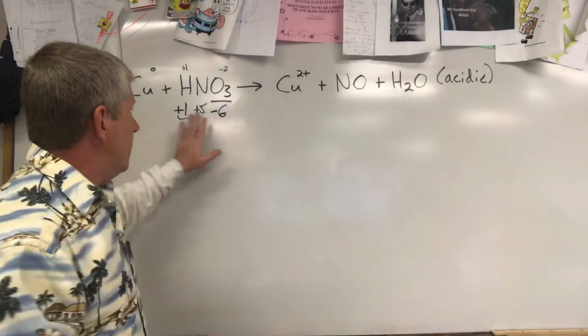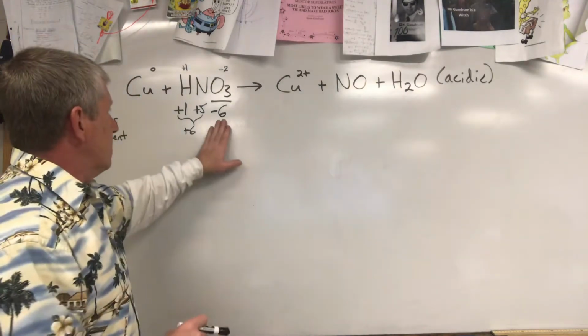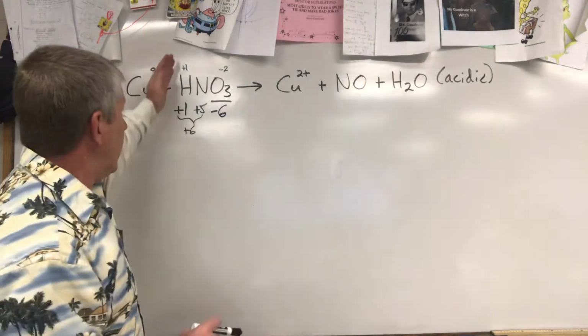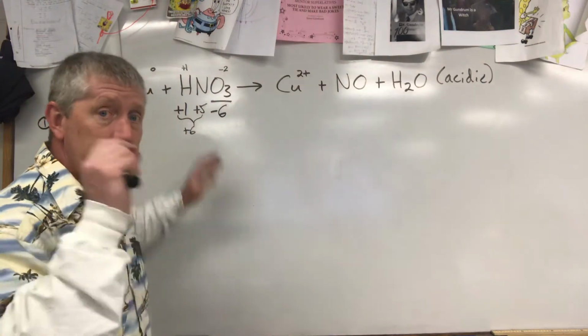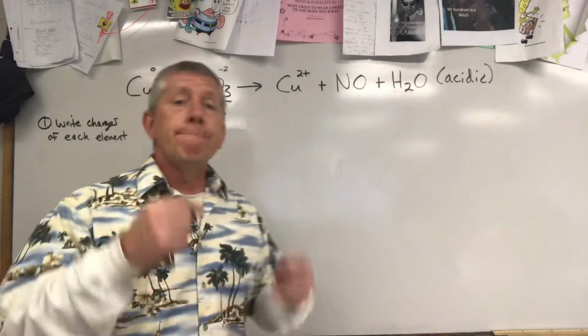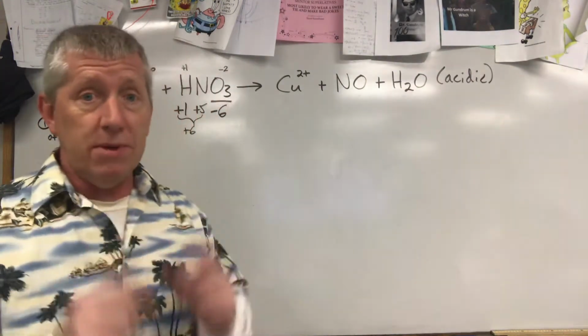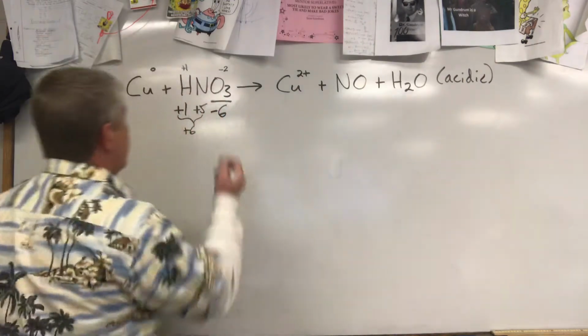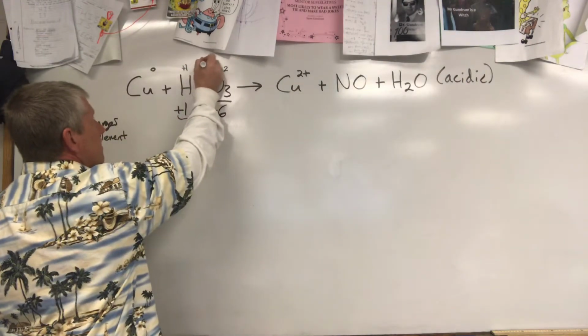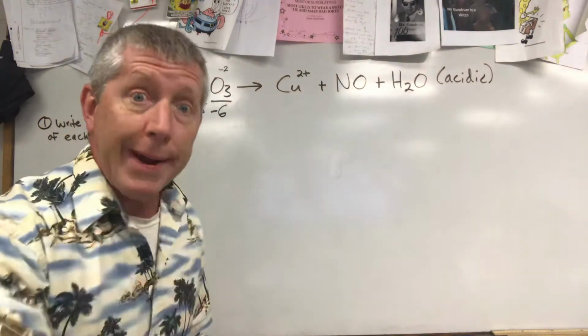That means the negatives and the positives must balance. -6 must be balanced by +6. The hydrogen is only a +1. The nitrogen must make up the rest of the positive charge with a positive 5. Okay, so I'm going to put that up top, positive 5. That doesn't make sense. Rewind.